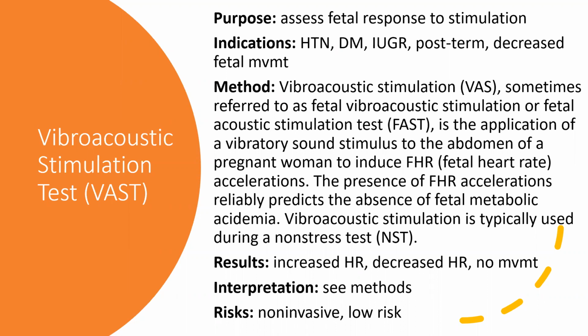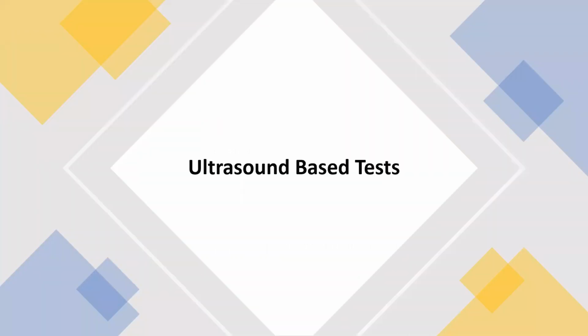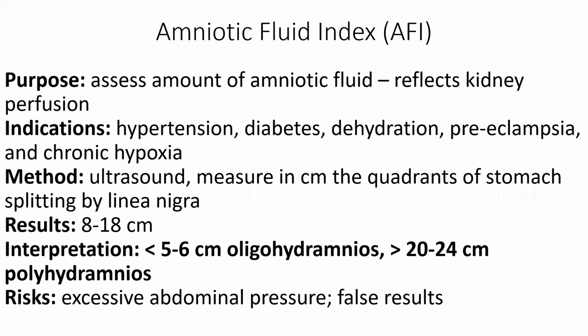All right. Now for ultrasound-based tests, we have the amniotic fluid index. The real big thing with this would probably be the interpretation. But pretty much this is talking about how much amniotic fluid there is. This also tends to reflect kidney perfusion as well. So this measures in centimeters the quadrants of the stomach, splitting by the linea nigra. The results of this are usually 8 to 18, but we have these numbers here.